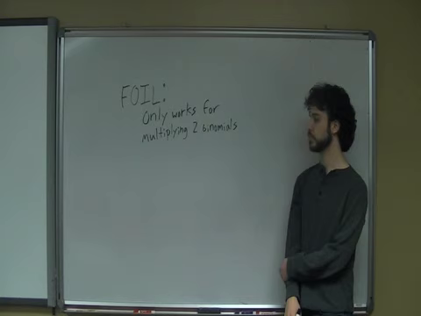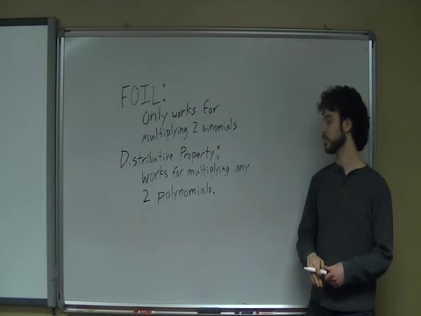Now you know two methods for multiplying polynomials. FOIL, which only works if you're multiplying together two binomials, and the distributive property, which works for any arbitrary polynomial multiplication. Have fun!